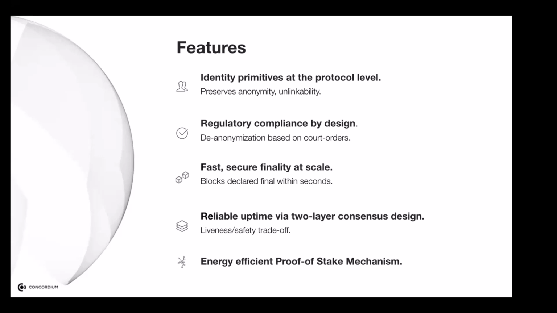Also, Concordium is fast and secure. It has secure finality at scale. Basically, we have a very unique settlement layer, and hence it makes a big difference. And we have a two-layer consensus design, which I'll briefly walk you through at a later point. And we are energy efficient because we use a proof of stake mechanism. We already know how much of a carbon footprint all the proof of work blockchains are adding to, and Concordium definitely doesn't want to add to that.